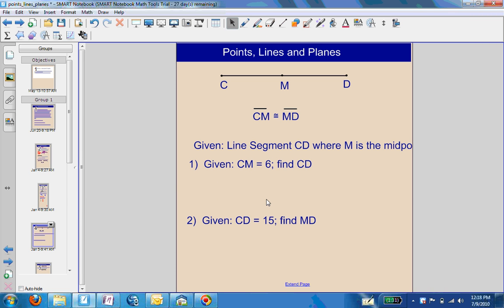So we're going to do a little bit of math here. In this picture we're told that we have line segment CD and M is the midpoint. So we know that CM is congruent to MD. And we're told that CM has a measure of 6.